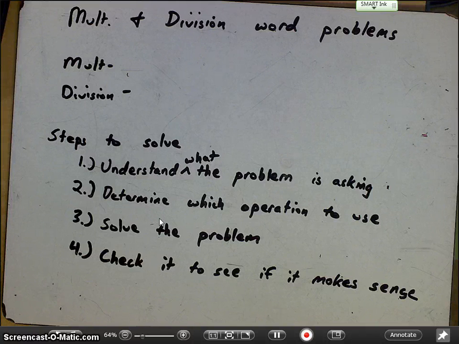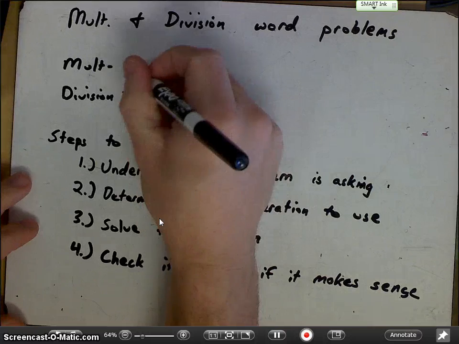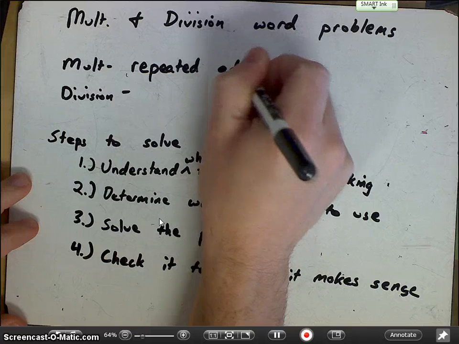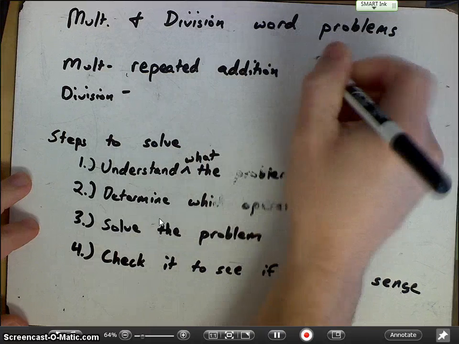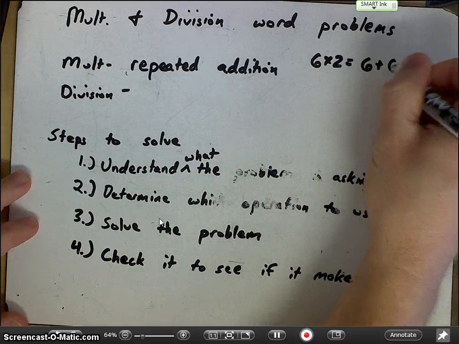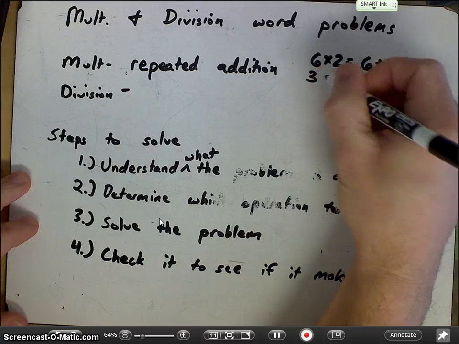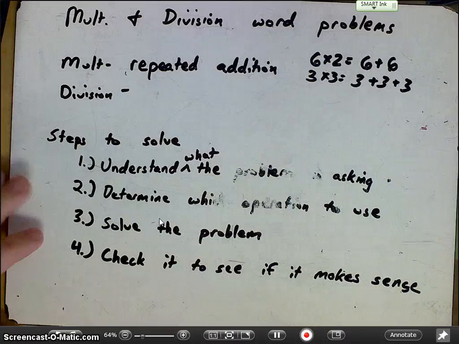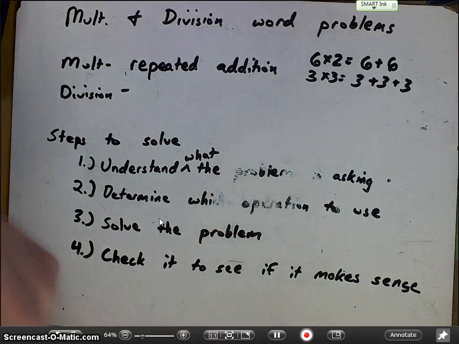We're continuing to work on the abstract thought of when do I use this operation and why. So what is multiplication? You should be able to answer this on your own: multiplication is repeated addition. 6 times 2 is the same as 6 plus 6. 3 times 3 is the same as 3 plus 3 plus 3. So that is what multiplication is, repeated addition.